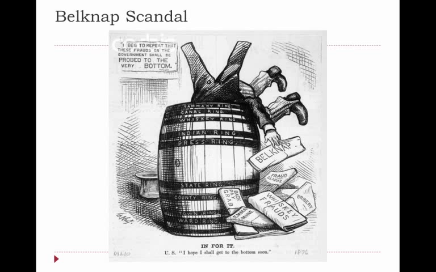Fourth scandal, the Belknap scandal. Pretty much all you have to know is that Grant's Secretary of War sold cheap products to Native Americans and kept the profit. He gave cheap items to Native Americans and kept the profit.